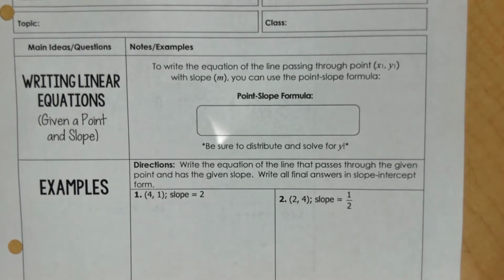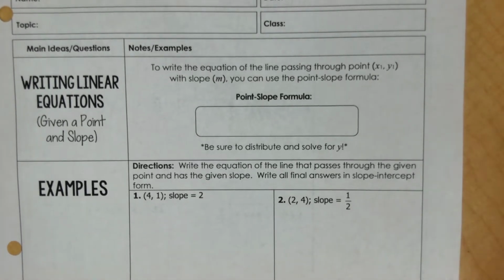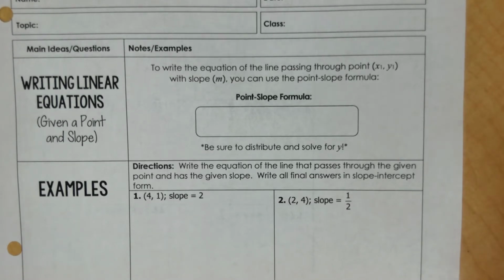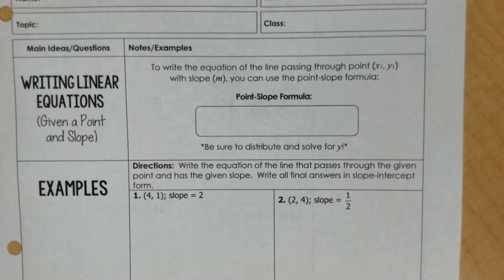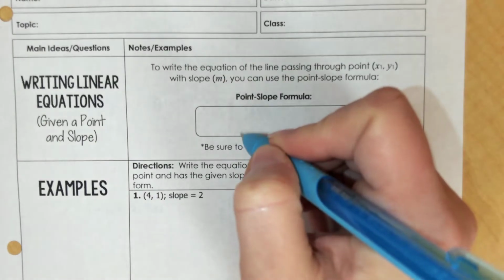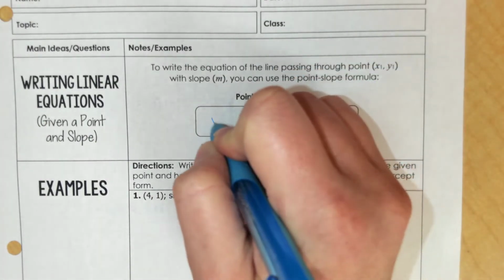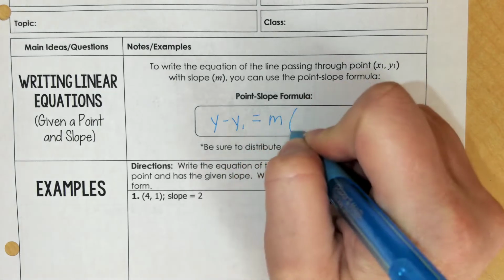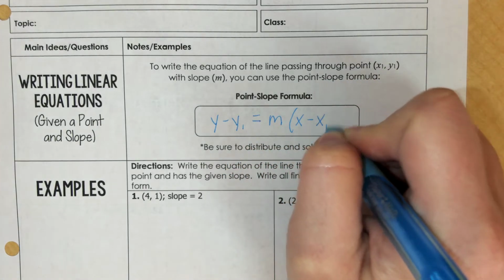Alright, so today we're going to talk about the third different form that we can write a linear equation in, and this is called point-slope form. So what happens when you need to write an equation and all we've been given is a point on the graph and a slope? This is the time that we would use what we call the point-slope formula, which is y minus y sub 1 is equal to m multiplied by x minus x sub 1.